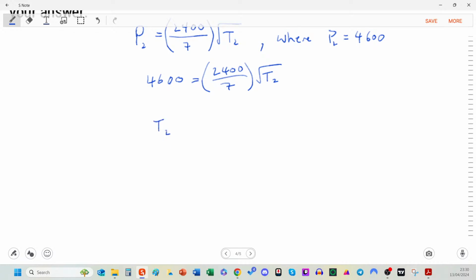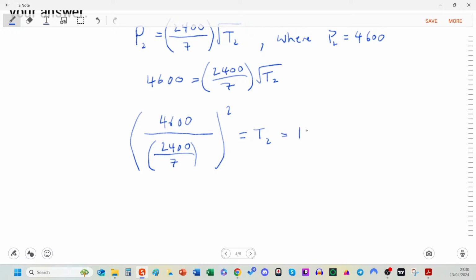Turns out that when we do a bit of rearranging, it's 4,600 divided by the factor of 2,400 over 7, and then we're going to square the whole thing, that T squared is equal to 180. Well, that's a letdown. This means that 180 teachers should have a degree in their area of expertise if the model predicts well.